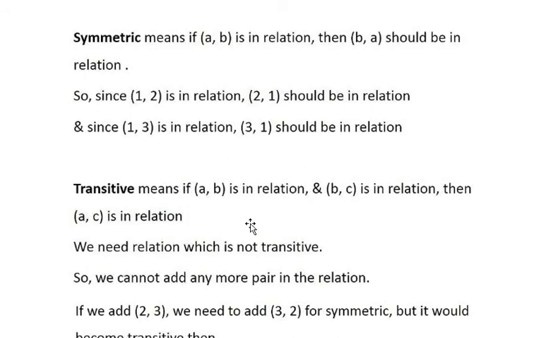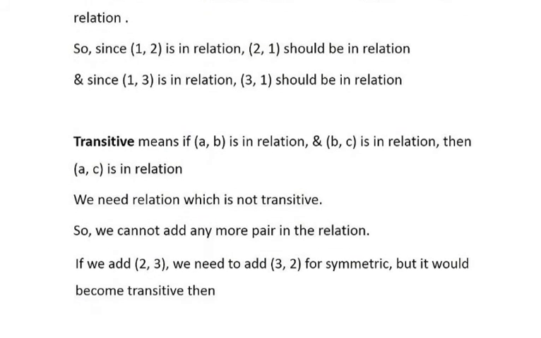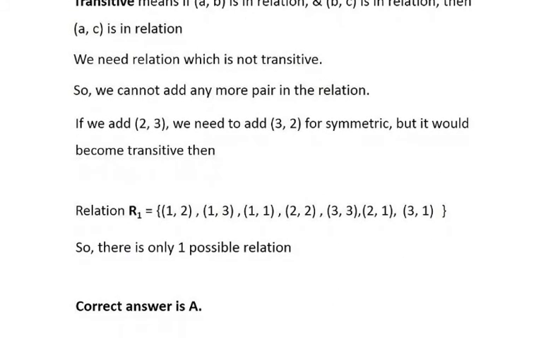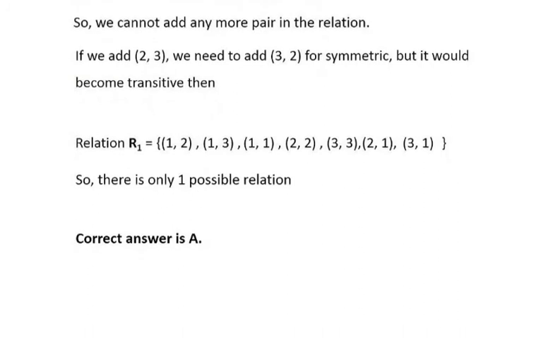Now transitive means if (a, b) is there, (b, c) is there, then (a, c) should be there. We need a relation which is not transitive, so we cannot add any more pairs to the relation. Why? Because if you add (2, 3), then you have to add (3, 2), and in that case the relation will be transitive. So our relation is (1, 2), (1, 3), (1, 1), (2, 2), (3, 3), (2, 1) and (3, 1). Therefore, there is only one possible relation, and therefore our correct option is A.